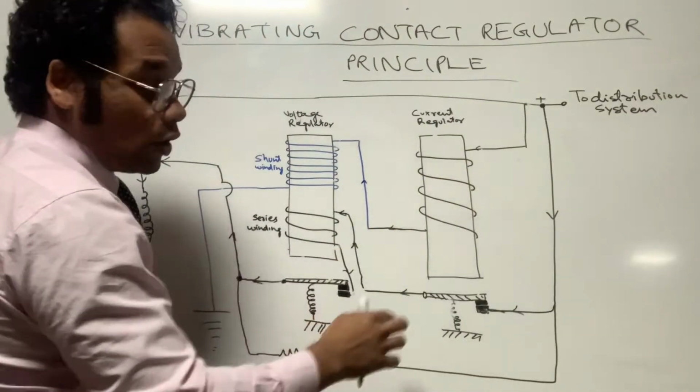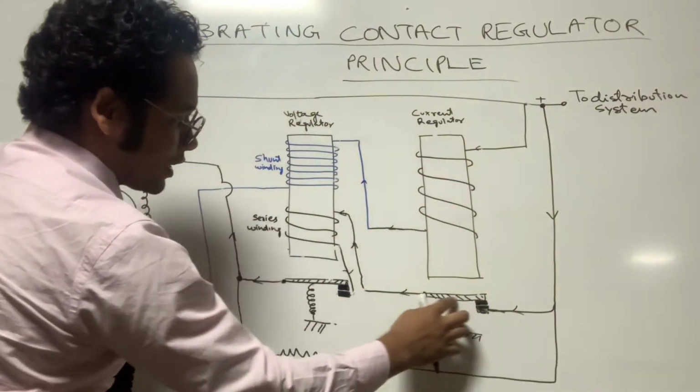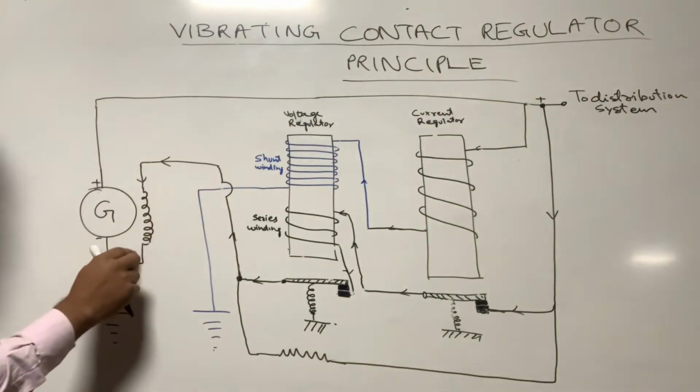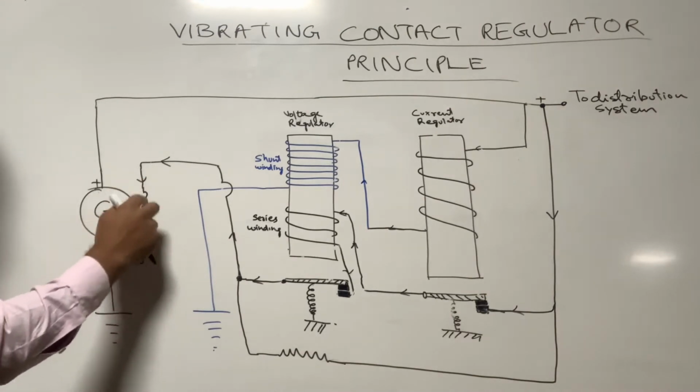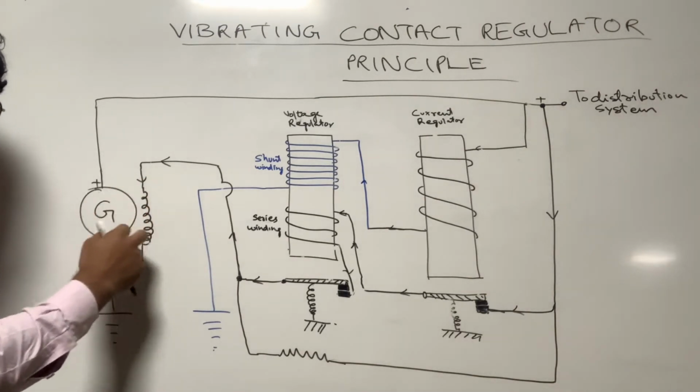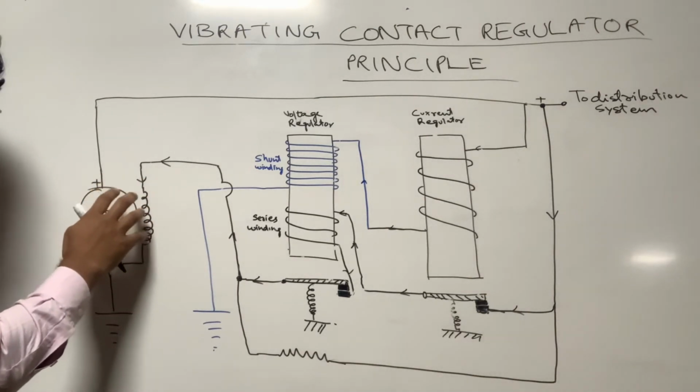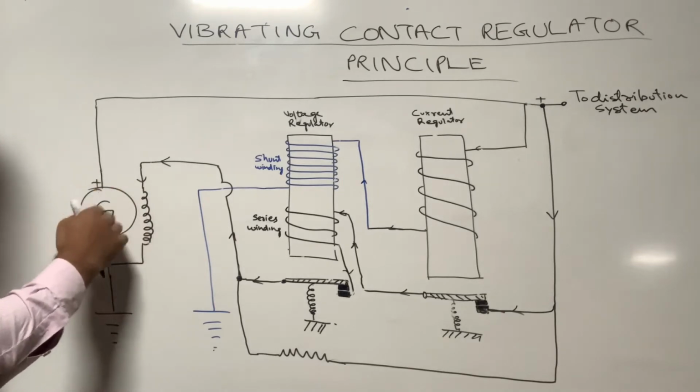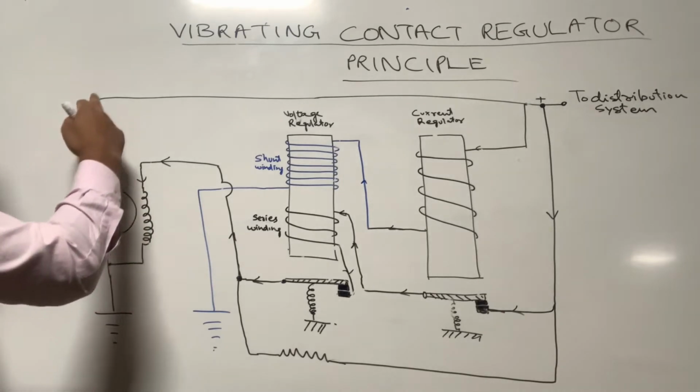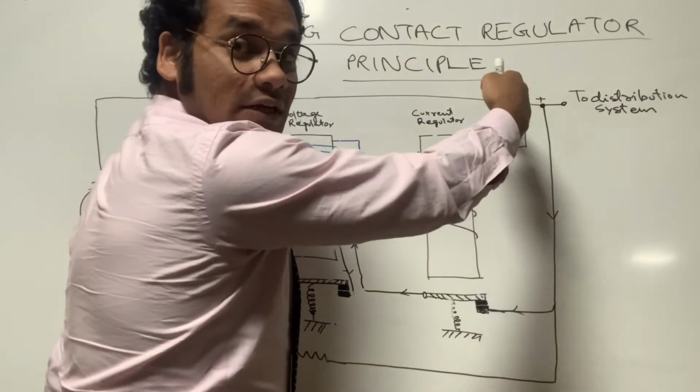How? From the output, via this connection, the supply is given to the winding. Hence the excitation current is increasing. As the excitation current increases, the magnetic field will be stronger here and more flux will be cut. Hence the generator will develop more voltage, and that voltage will be increasing.